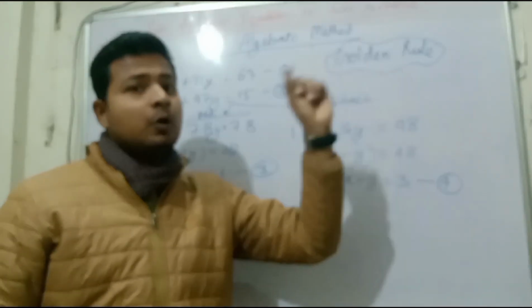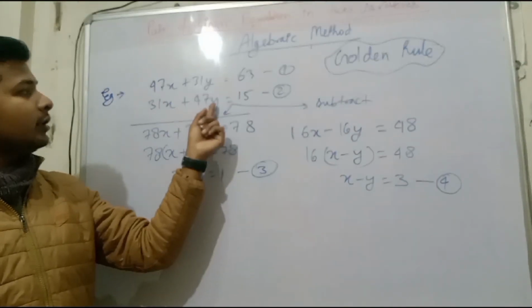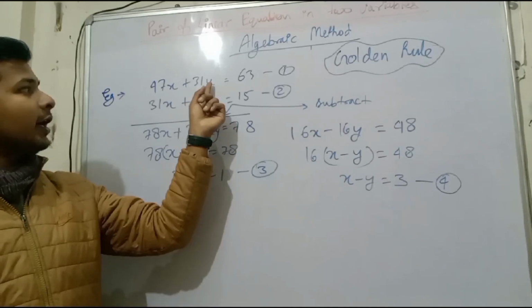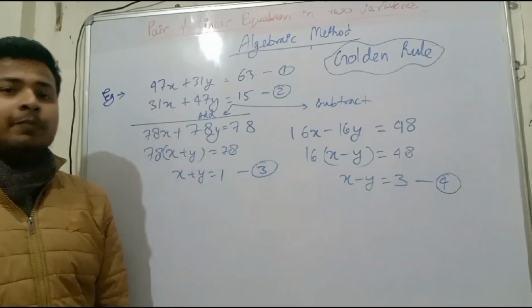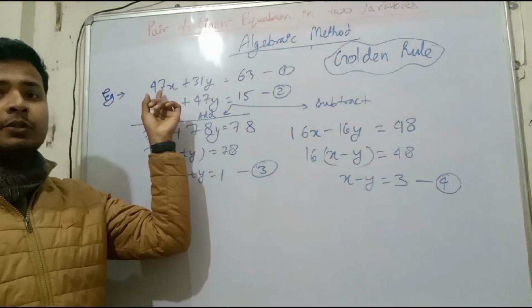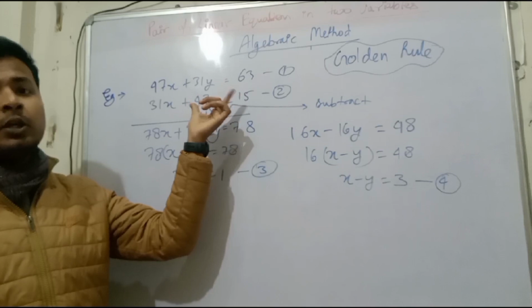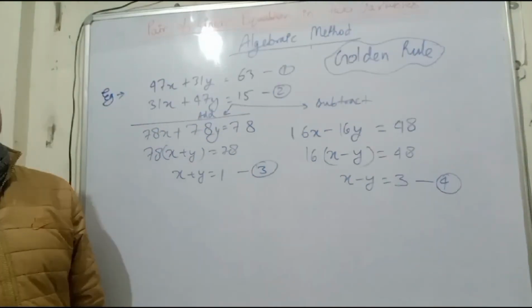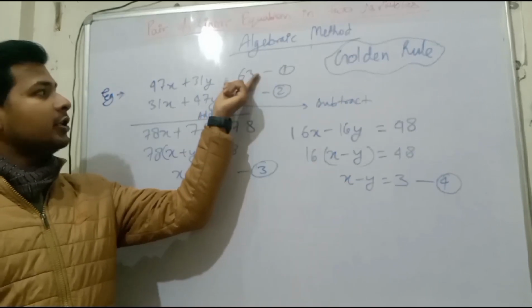But this rule is only applicable if the coefficient of x here becomes the coefficient of y here, and the coefficient of y here becomes the coefficient of x here. Okay, if you see this type of question where the coefficients of x and y are interchanged in the two equations, at that time first of all you have to do two things. First thing will be to add these two equations.